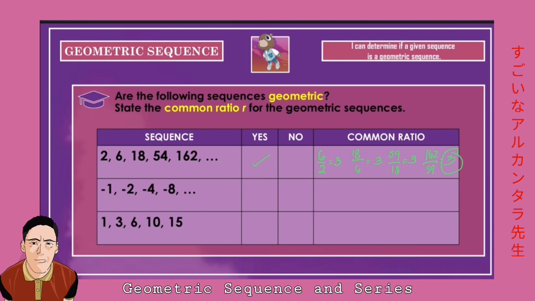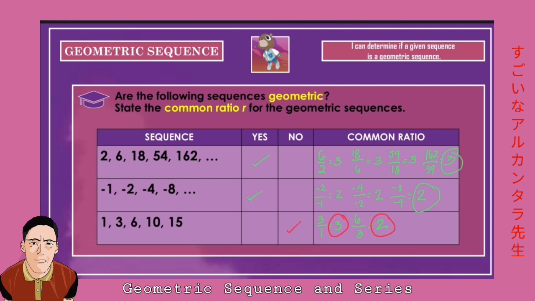Next, how about negative 1, negative 2? You can try it out. Negative 2 divided by negative 1, that's positive 2. Negative 4 divided by negative 2, that's positive 2. Negative 8 divided by negative 4, that's also positive 2. So that's our common ratio. So yes. How about the next one? 3 divided by 1, you get 3. Then 6 divided by 3, you get 2. So here you can notice it's 3, it's 2, it's not common, so therefore it's a no.